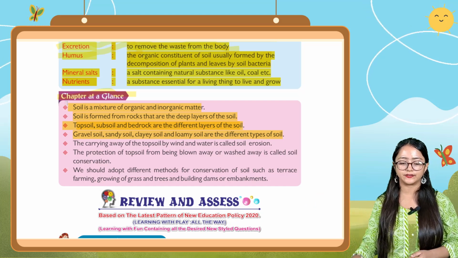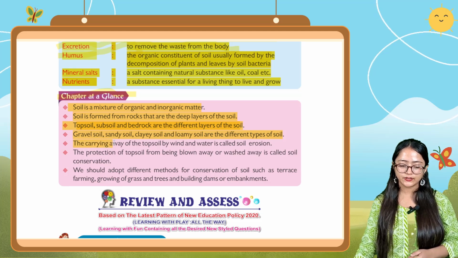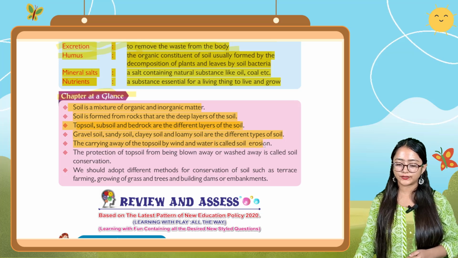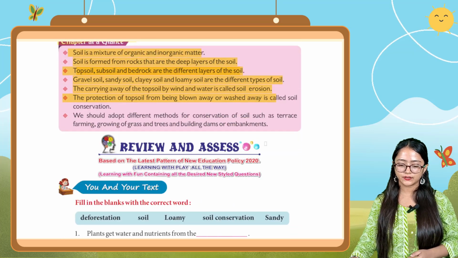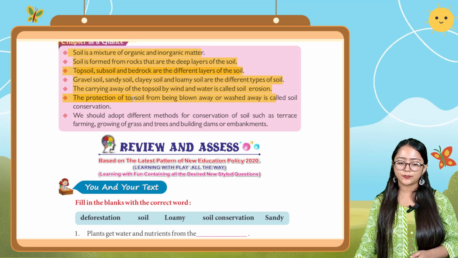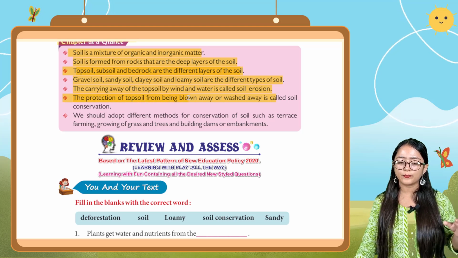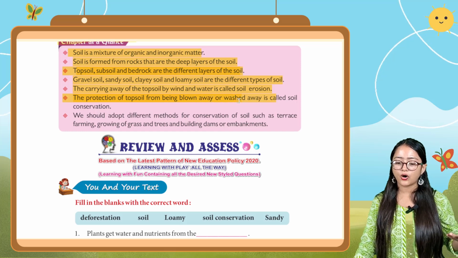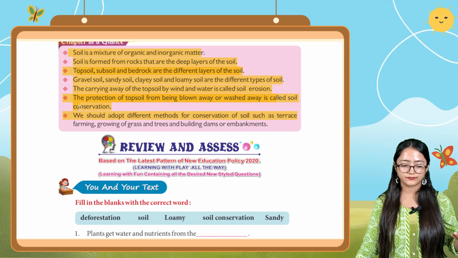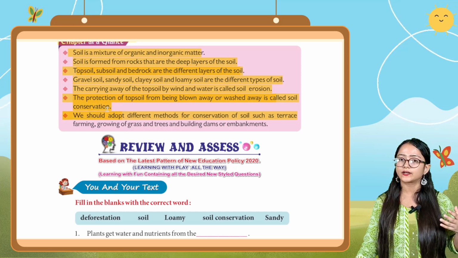The carrying away of topsoil by wind and water is called soil erosion. And the protection of topsoil from being blown away or washed away is known as soil conservation.